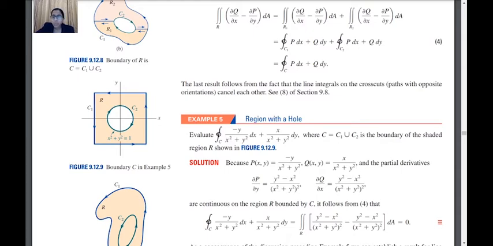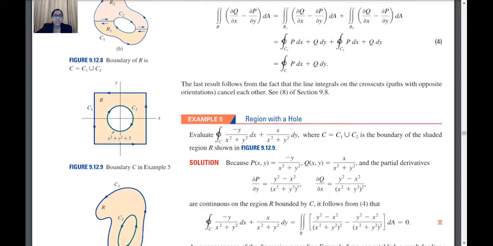Also, if we take dou P by dou Y by the quotient rule, we can see that it is y square minus x square by x square plus y square whole square, and dou Q by dou X is again y square minus x square by x square plus y square whole square. All these are continuous on the region R. Now if we apply Green's theorem, what will be the answer? Dou P by dou Y and dou Q by dou X are both the same, so the answer will be 0. So the line integral is 0.